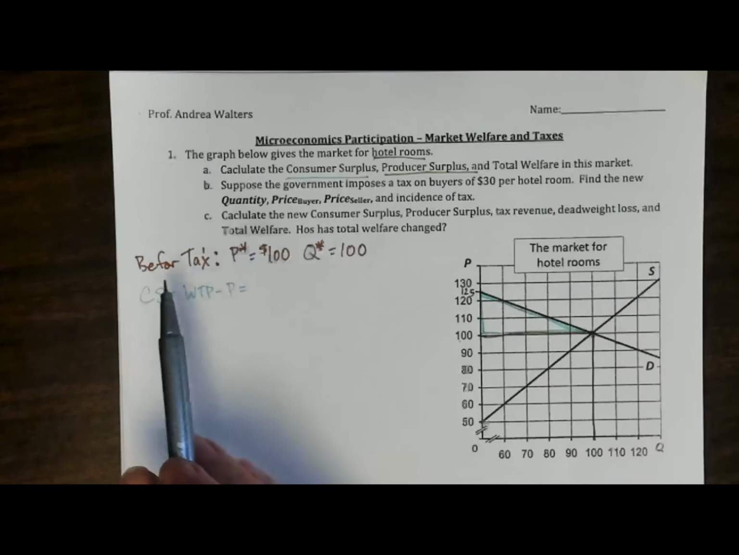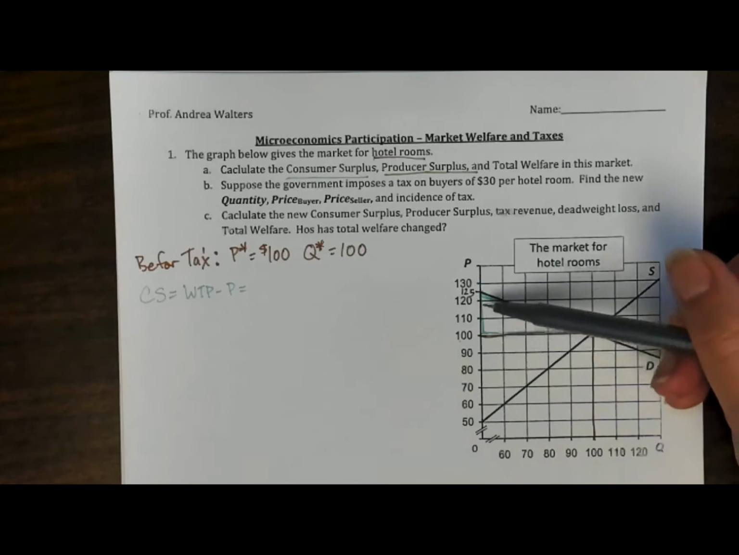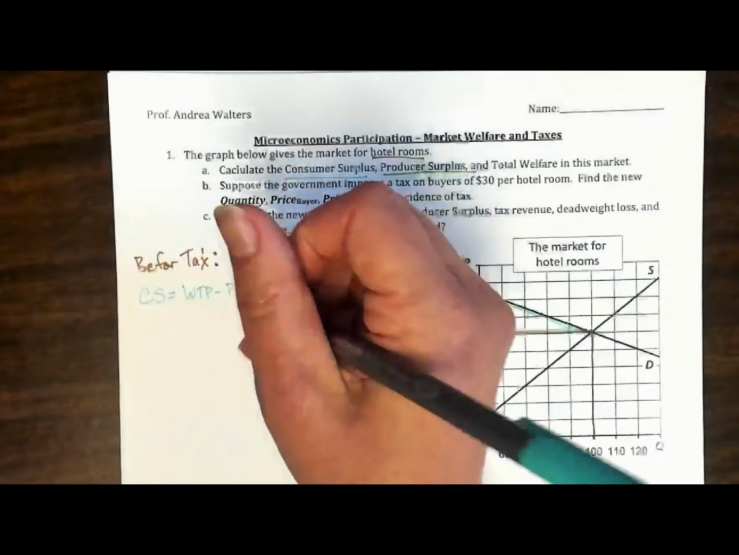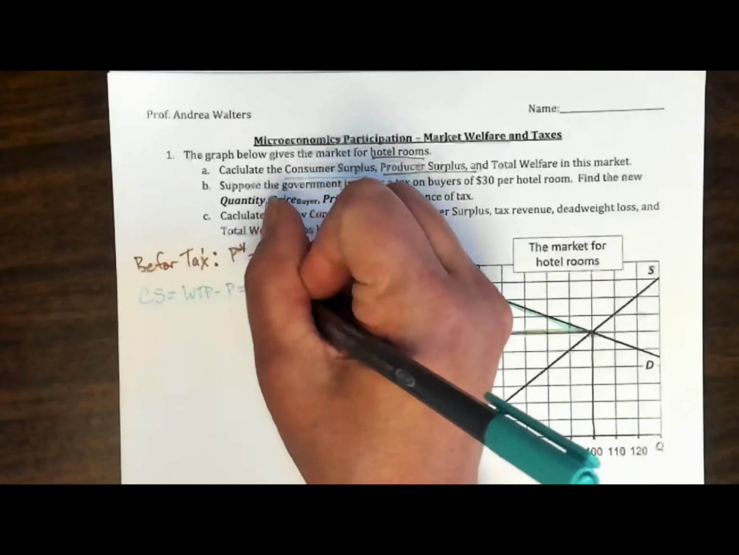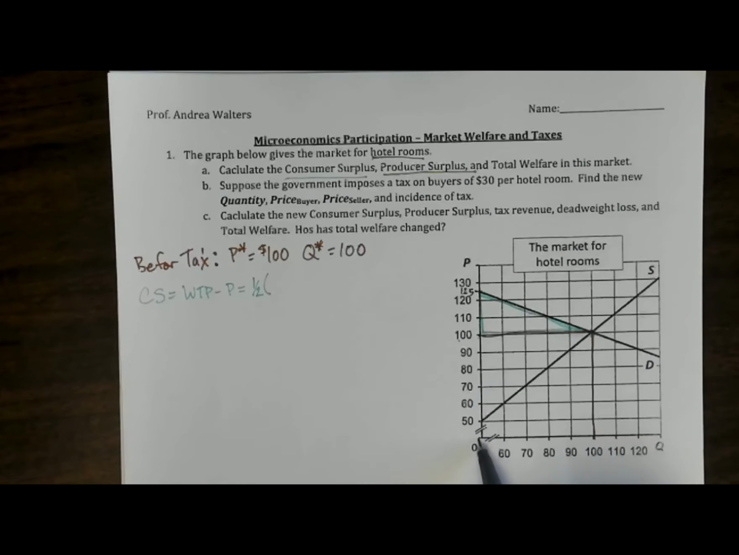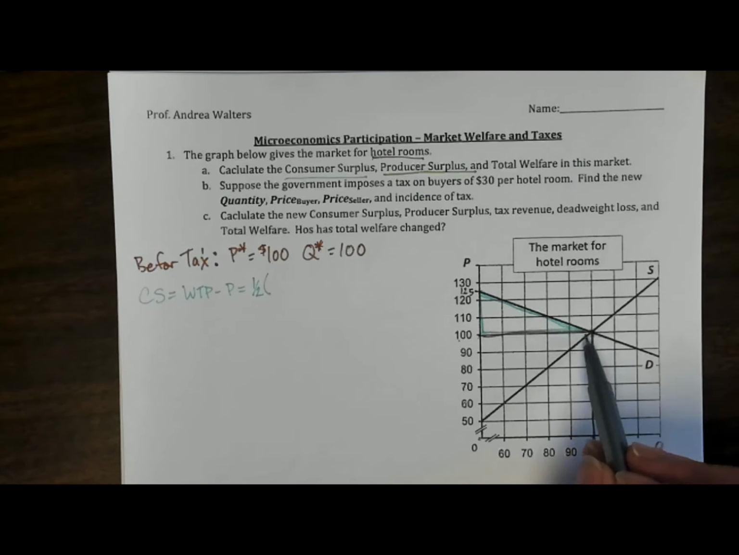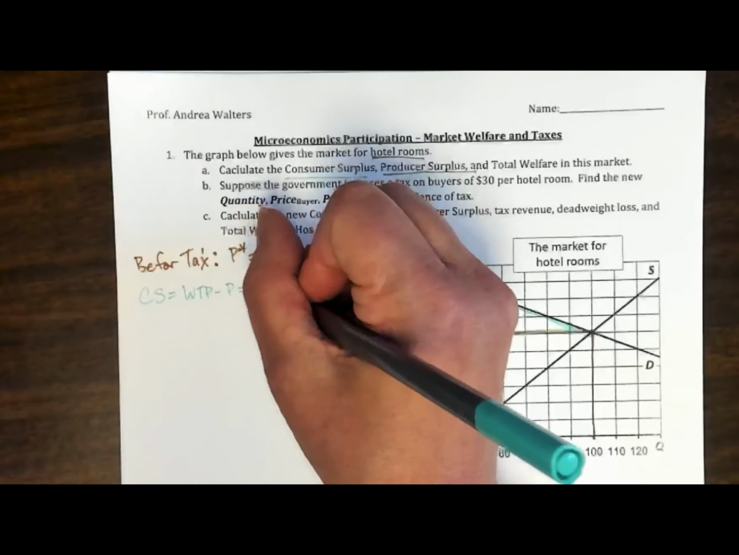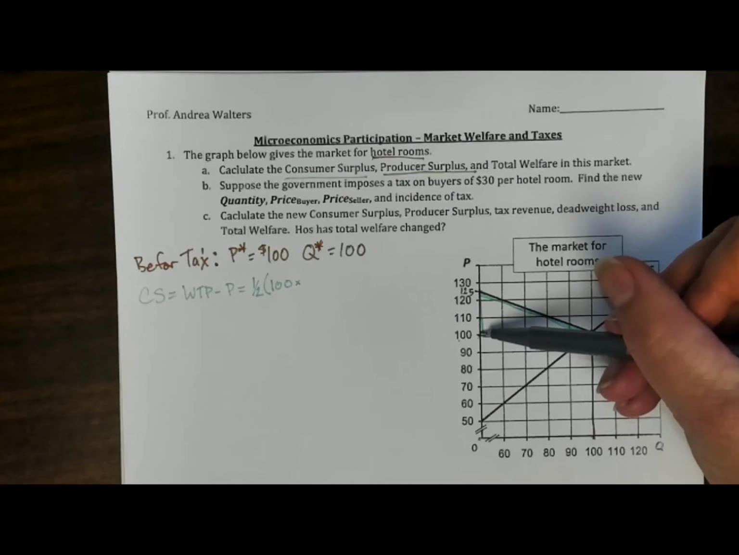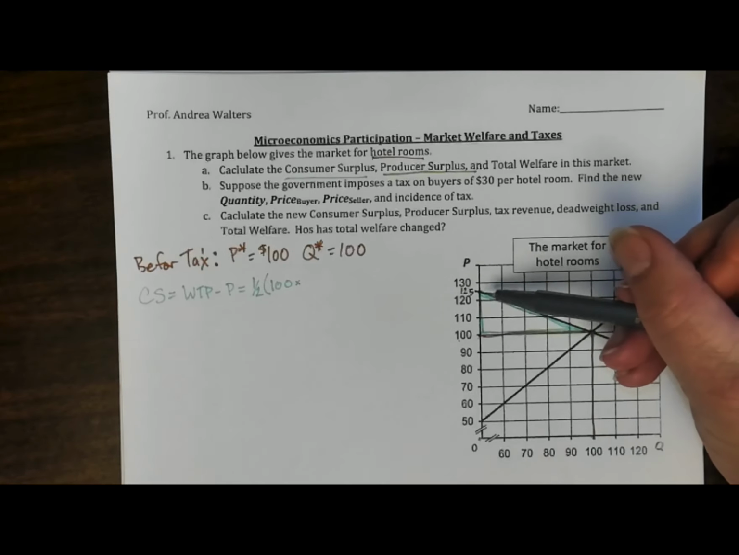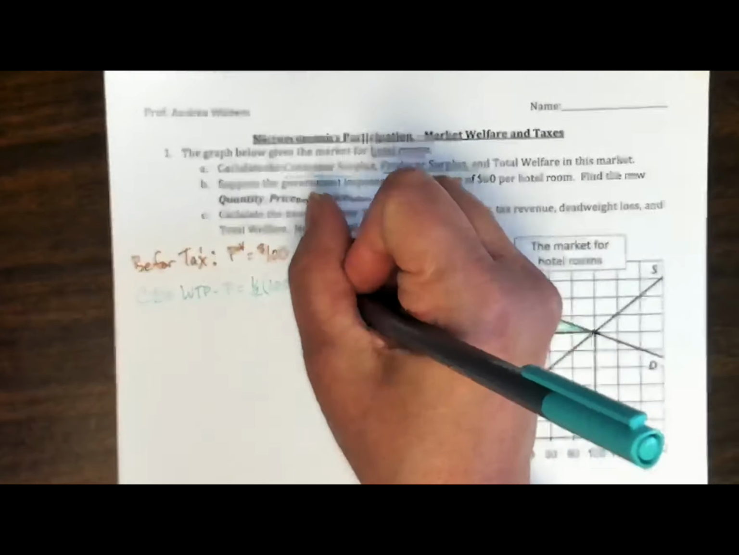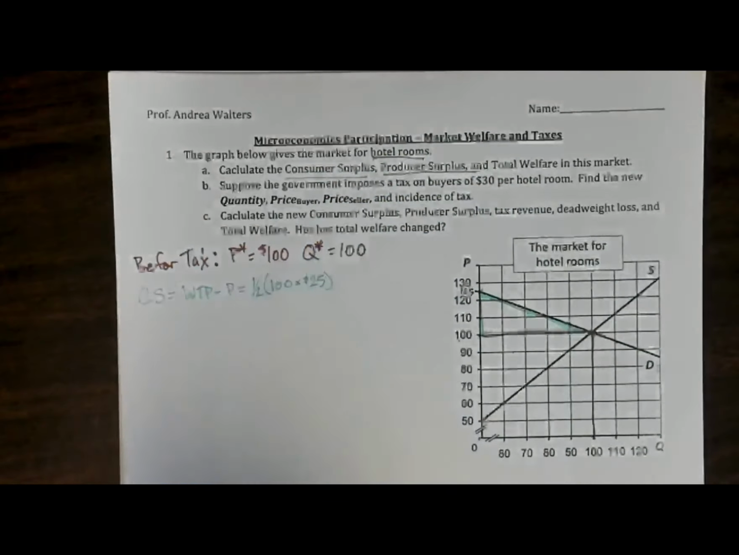So in order to find the value of consumer surplus, we want to find the area of this triangle. And we remember that the area of a triangle is given by 1/2 base times height. The base of the triangle goes from 0 to 100 hotel rooms. So we'll go a base of 100 and a height from $100 to $125. So 125 minus 100 is going to give us a triangle with a height of $25.